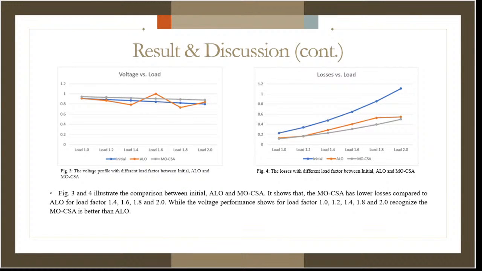Figure 3 and Figure 4 illustrate the comparison between the initial, ALO and multi-objective cuckoo search algorithm, and show that the multi-objective cuckoo search algorithm has lower losses compared to ALO for load factors 1.4, 1.6, 1.8 and 2.0, while for voltage performance, for load factors 1.0, 1.2, 1.4, 1.8 and 2.0, the multi-objective cuckoo search algorithm is better than ALO.